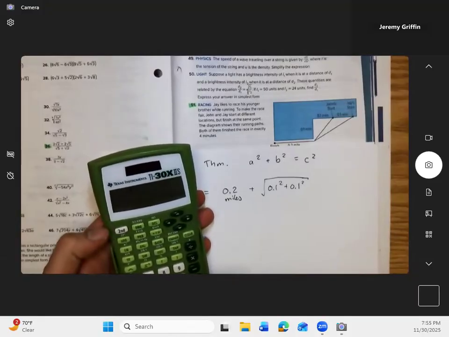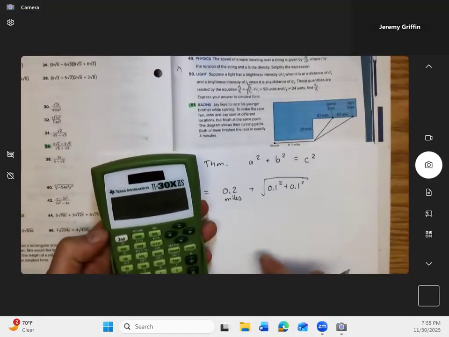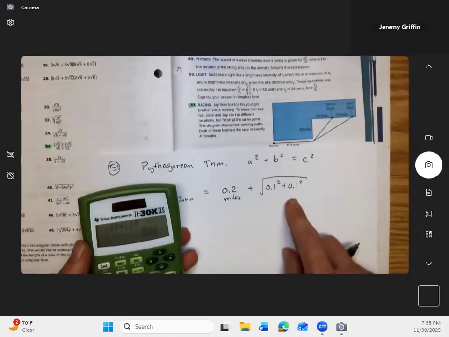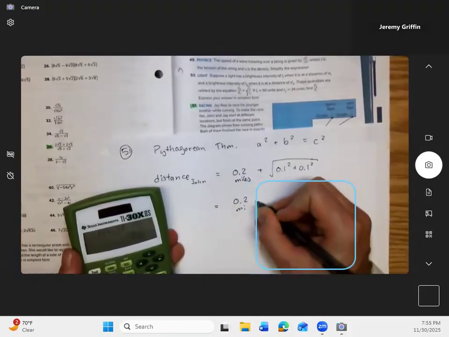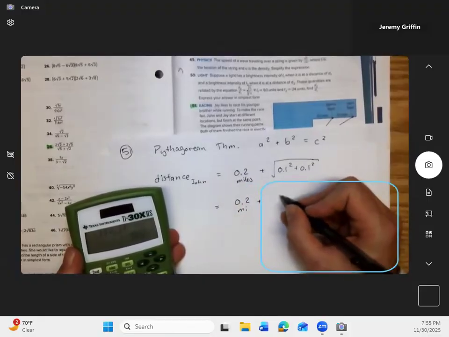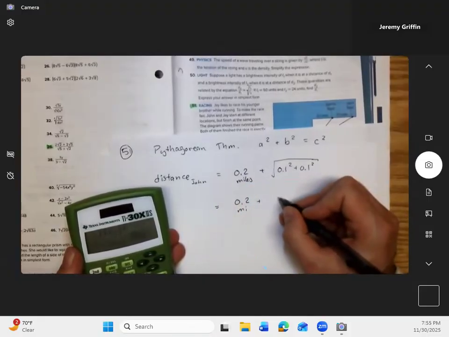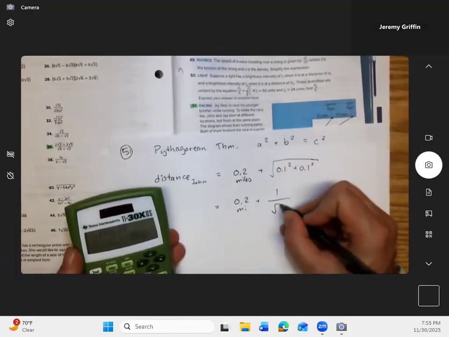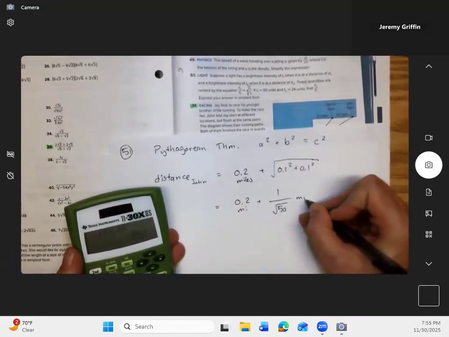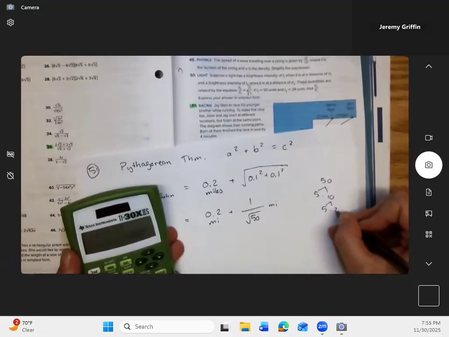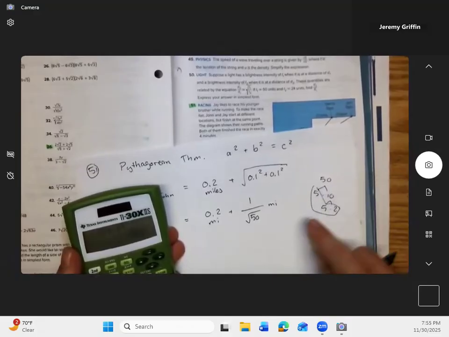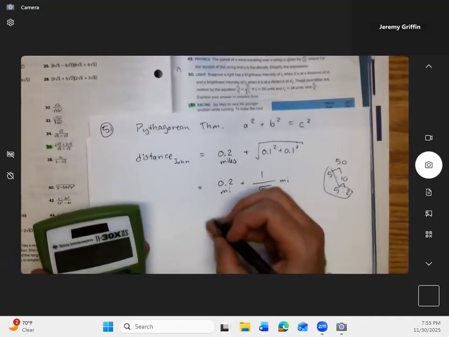Yeah, here, I'll just do it this way. It's 0.1 squared. Yeah, it's 1 over 50. 0.2 miles plus, and it's square root. So 1 over root 50 miles. Now, 50 breaks down into 5 times 10, and 10 breaks down to 5 times 2. So you could pull a 5 out of that.